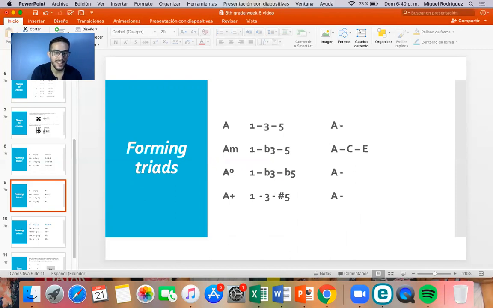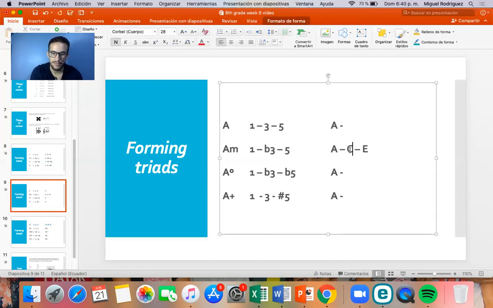The same thing. Since this C right here is going to be the flat 3, to make it a 3, then we have to raise it by a half step, okay? Because the flat 3, we have to raise it to make it a 3. So how do we raise it by a half step? By using a sharp. So then this C right here will have to be a C sharp. Okay, and since the 5s are the same, so then the next note has to be E. So now we have the A major triad, A, C sharp, E.